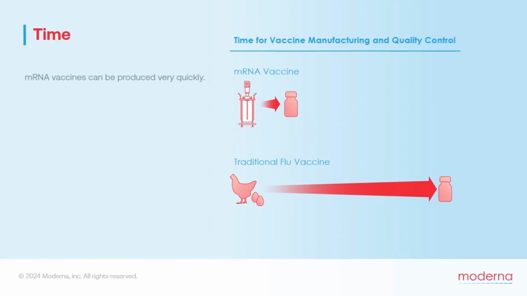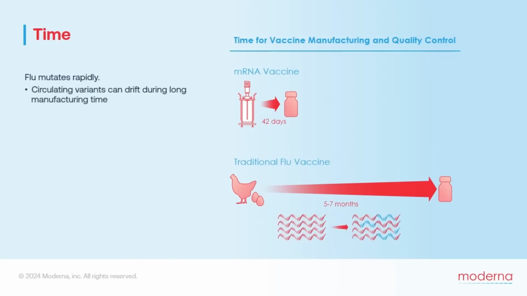Another advantage of mRNA vaccines compared to flu vaccines grown in chicken eggs is that mRNA vaccines can be produced very quickly. Moderna's original SARS-CoV-2 vaccine was manufactured and quality controlled in just 42 days, whereas producing a new flu vaccine from chicken eggs takes 5 to 7 months. Unfortunately, because flu mutates so rapidly, it's possible for the genetic makeup of circulating virus variants to drift substantially between the time vaccine manufacturing begins and when the vaccine is ready to go into people's arms.